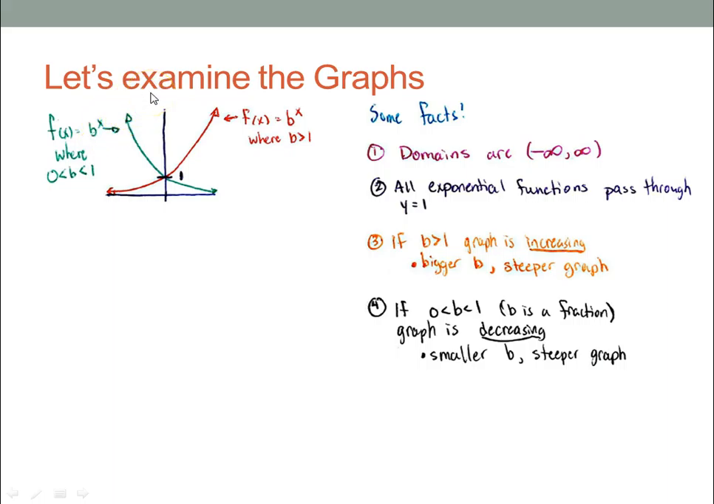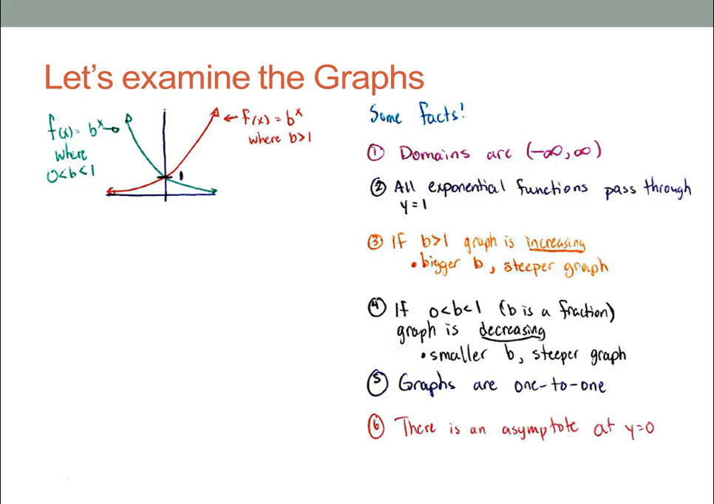So if it was, say, like 1/800th, then the value would drop like a rock, and that's how it would be steeper. These graphs are indeed one-to-one, so they pass both the horizontal and the vertical line test. So they and their inverse are both functions. More on that in another section. And there is an asymptote at y equals 0.